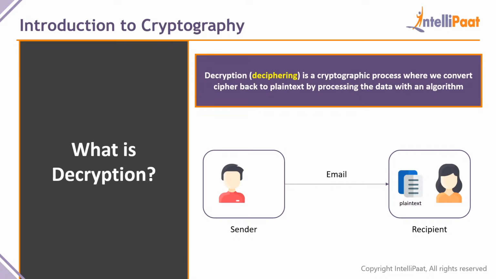And so, what is decryption essentially? Decryption or deciphering is a cryptographic process of converting the cipher back into the plain text by processing the data with an algorithm. So once the cipher reaches the recipient over the email line, now the recipient needs to actually get the actual information that you're trying to send them, right? So they need to convert that cipher that you've sent them back to plain text. So this process is essentially called decryption or deciphering, right? So let us continue.